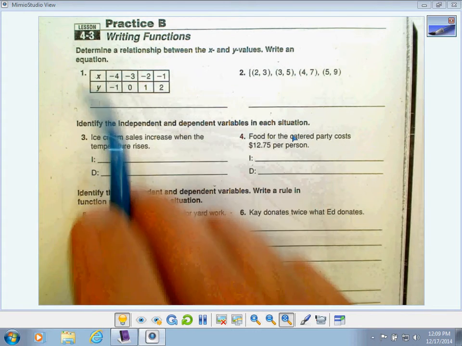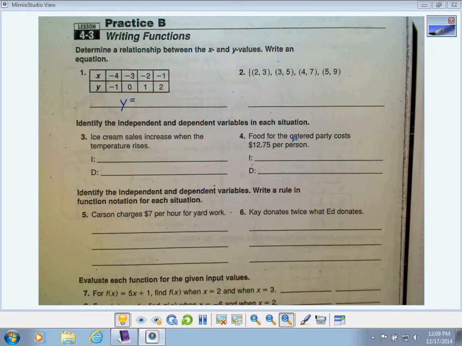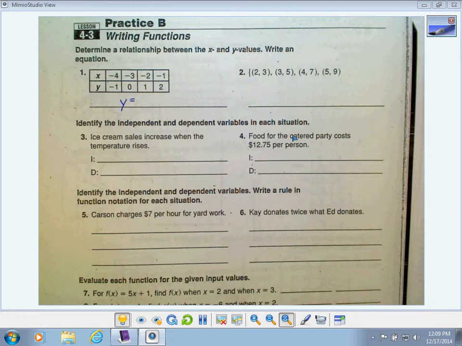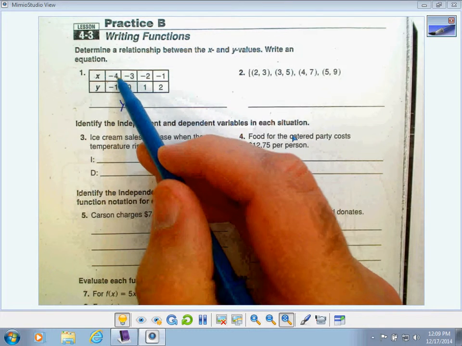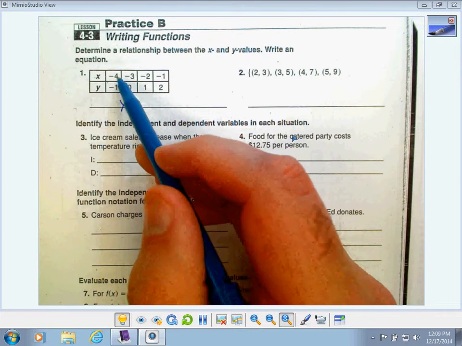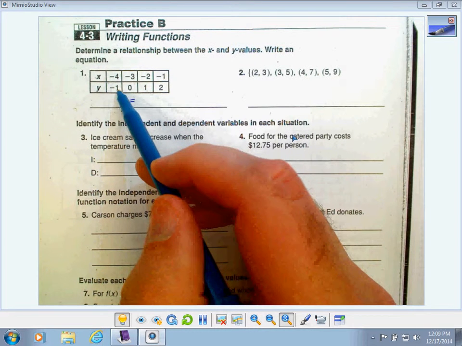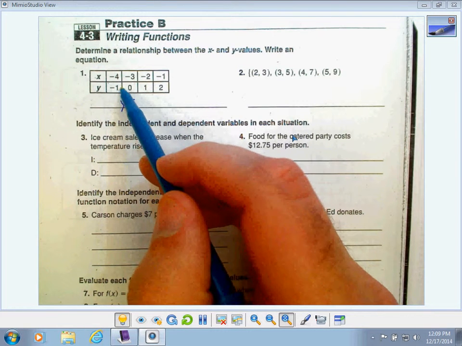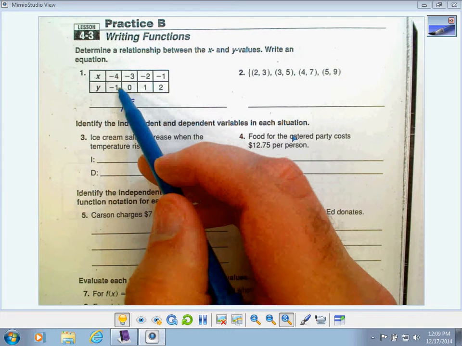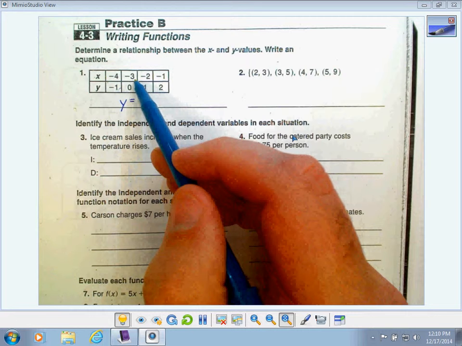Well, what's nice is to shortcut these, you can always say your equation is going to start with y equals. And then it's a matter of what happens to x to give me my answers for y. So if I look at this x coordinate and I see -4 and y is -1, well, the first thing I would try to say is, can I just add something to -4 to get -1? And the answer to that is +3. -4 plus 3 would be -1. But I also try it here to make sure it works.